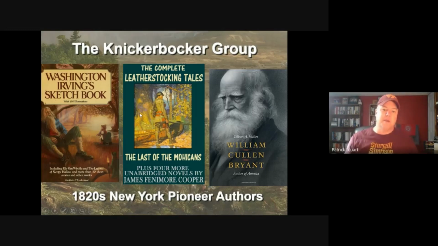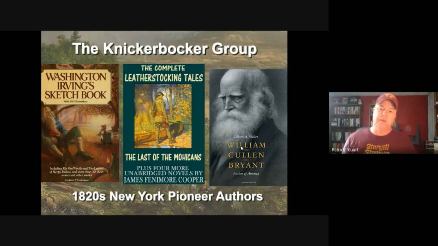These three fellows are writing about the same time in the 1820s, and they're called the Knickerbocker Group. You may remember the New York Knickerbockers, New York Knicks, the Dutch settlers. Some of them deal with those Dutch settlers, like Washington Irving's Rip Van Winkle and The Legend of Sleepy Hollow. Others deal with life on the frontier. Fenimore Cooper's Leather Stocking Tales, particularly The Last of the Mohicans.